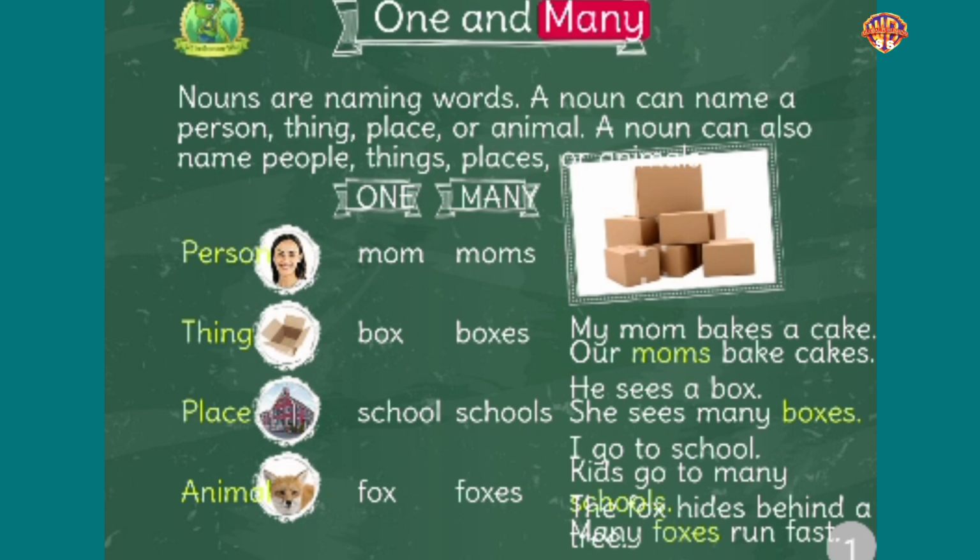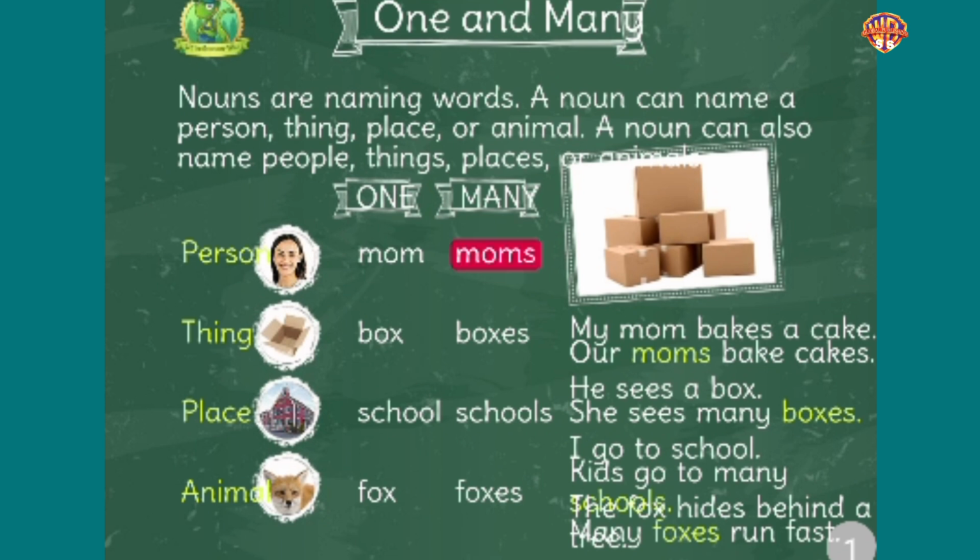One and many. Nouns are naming words. A noun can name a person, thing, place, or animal. A noun can also name people, things, places, or animals. One, many. Person. One, mom.